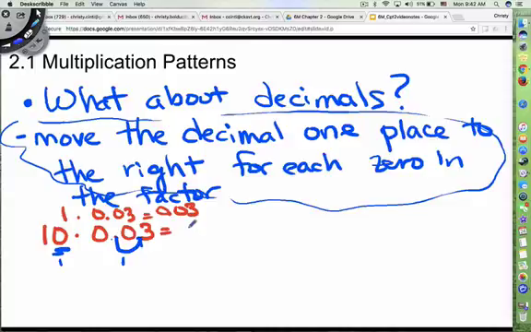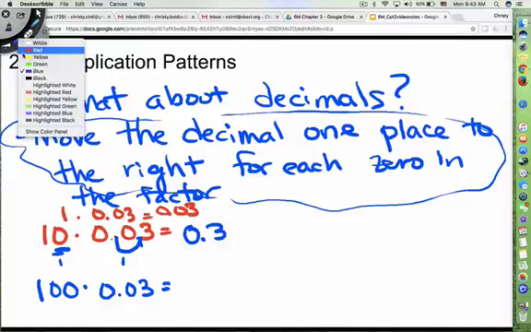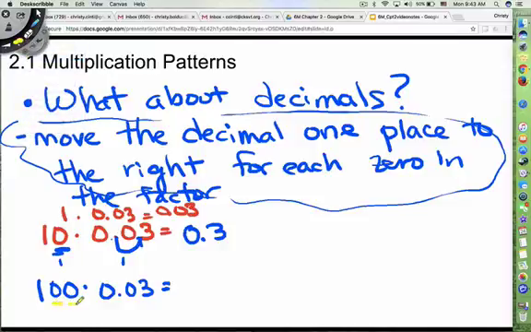So instead, our decimal is going to be here. Instead of having 3 hundredths, we have 3 tenths. Okay, let's say that we multiply it by 100. Here's 0.03 again. This is a new problem. We have 2 zeros here, which means we have to move the decimal 2 places. 1, 2. That moves the decimal to the right side of the 3, which turns the 3 hundredths into 3 in the ones place.